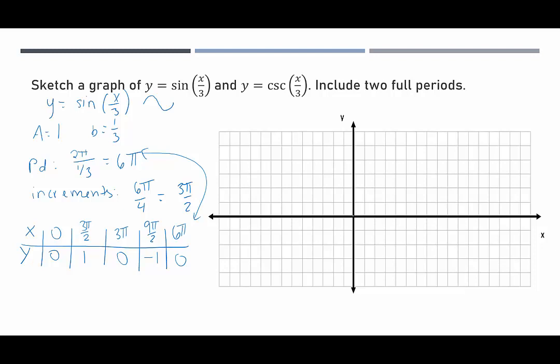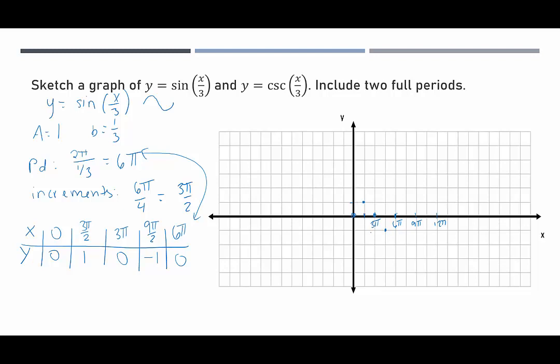So sine, we have 0, 0. We're going to count by 3 pi over 2, so that's 3 pi over 2. This is going to be 3 pi. This will be 6 pi. This will be 9 pi. And this will be 12 pi. And we have 3 pi over 2, 1. So 3 pi over 2 is going to be right here. Then we're going to go down to 3 pi, back to 0. At 9 pi over 2, we're going down to -1. At 6 pi, we're going back to 0.